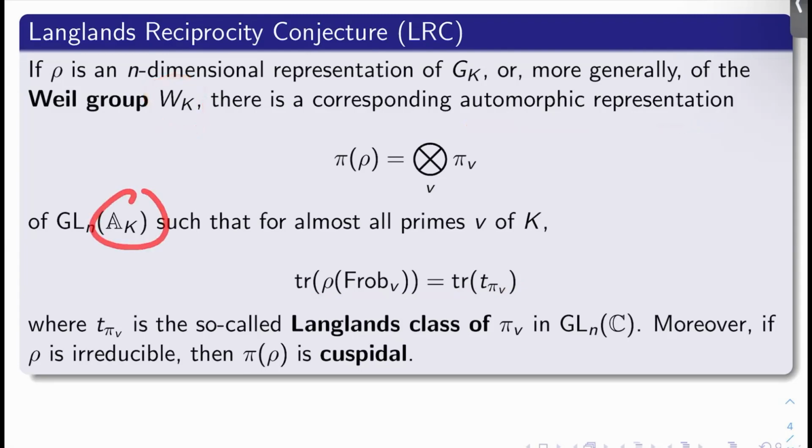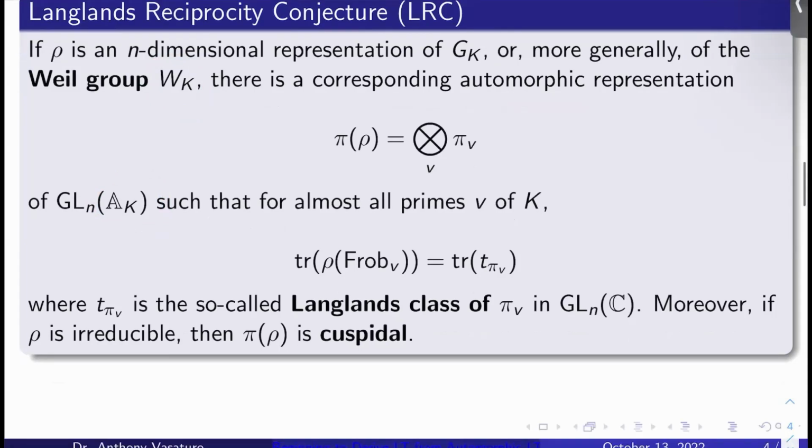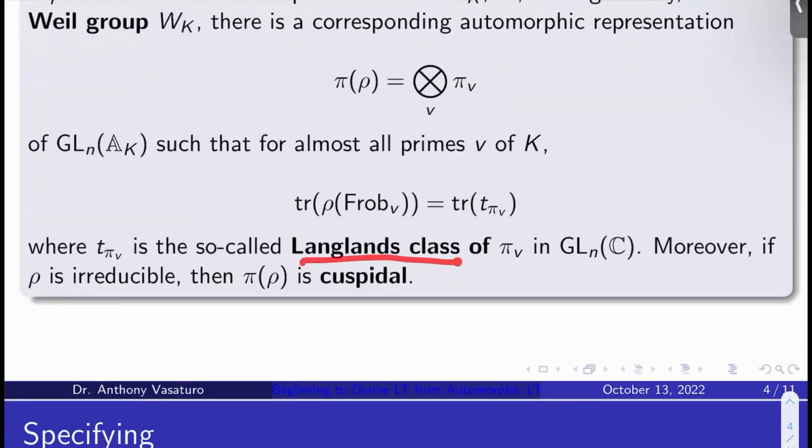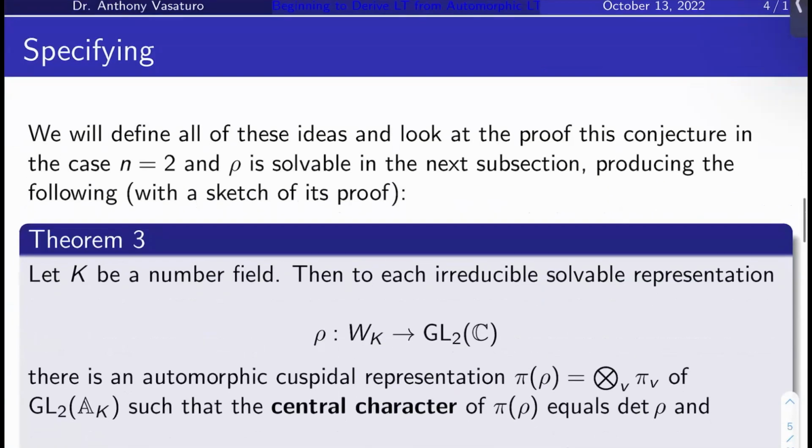I might or might not define the adeles. I owe you definitions of the Langlands class, cuspidal, things like that, but we'll get there. What we're going to do is define all of these ideas. Like I said, I owe you all that. And we're going to look at the proof of this conjecture in the case n equals 2 and rho is solvable, and that'll be the next subsection.